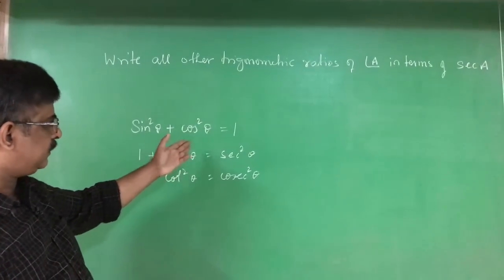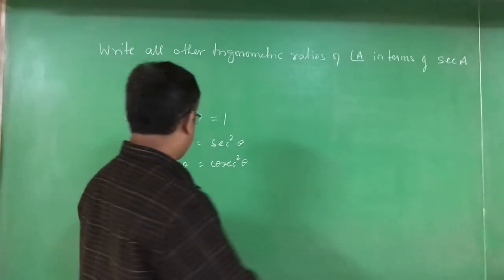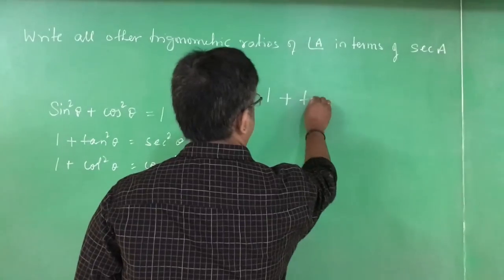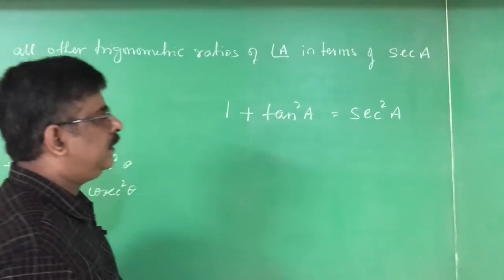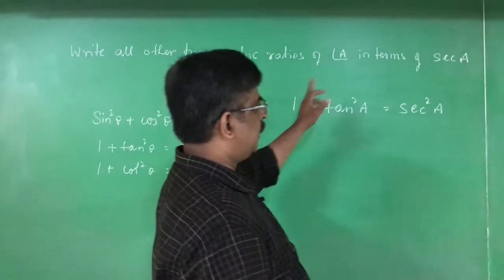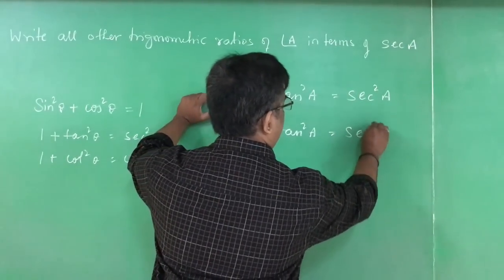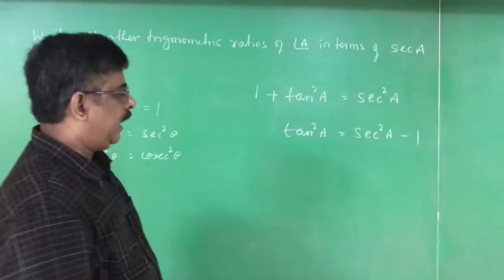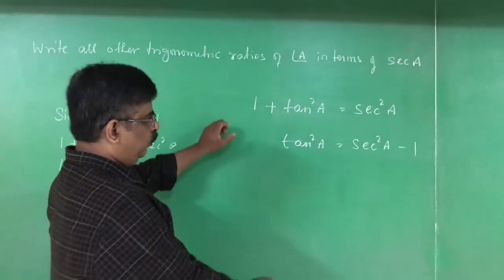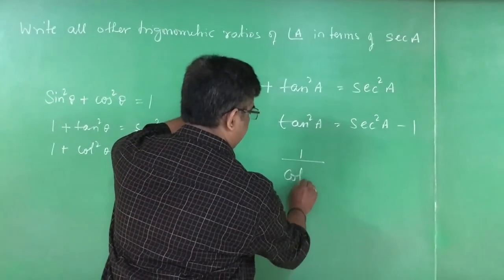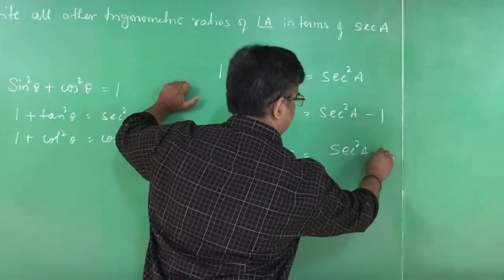Therefore, the relationship between cot and secant can be developed by 1 plus tan square theta is equal to secant square theta. I write the identity. 1 plus tan square A is equal to secant square A. Now I transfer this one to that side. Then it becomes tan square A equals secant square A minus 1. I want cot. This is tan. Therefore, what I do is 1 by cot square A is equal to secant square A minus 1.